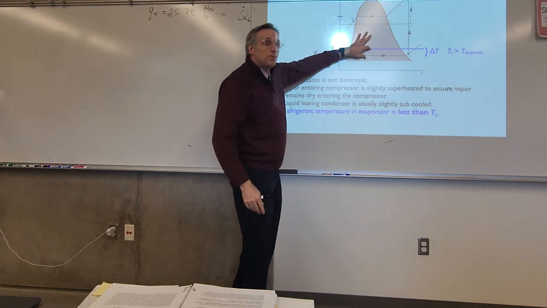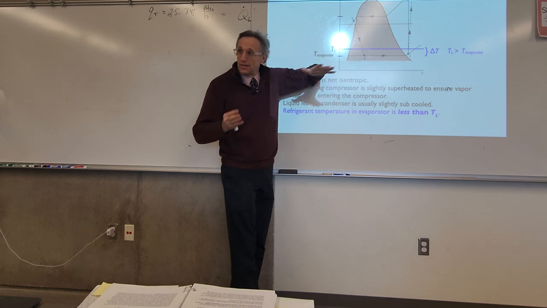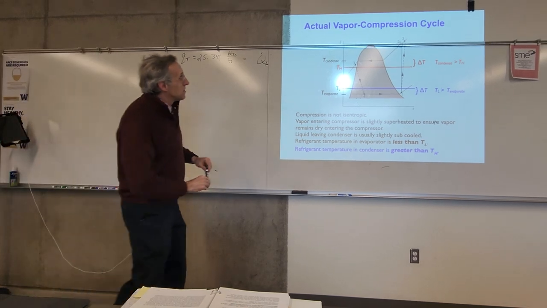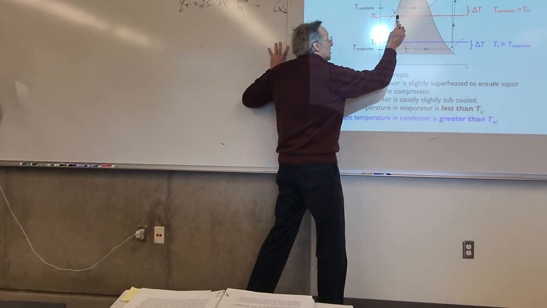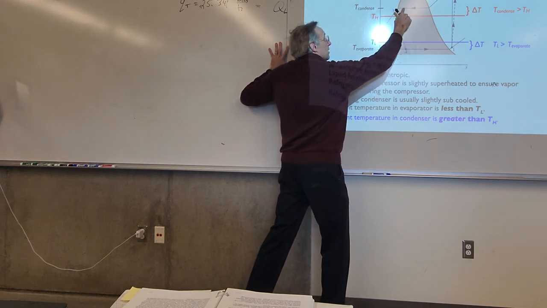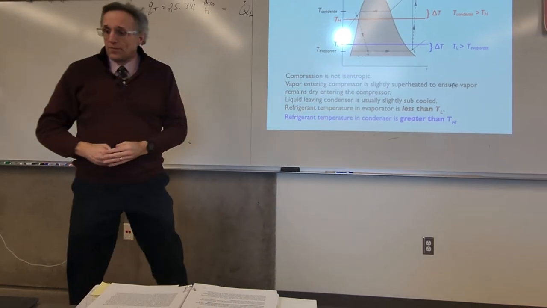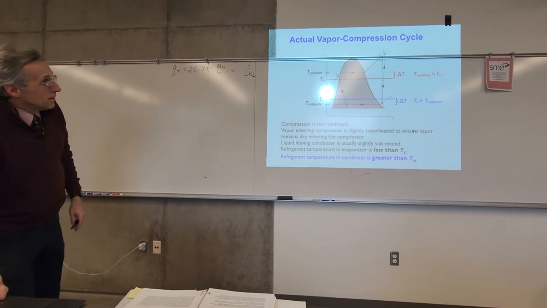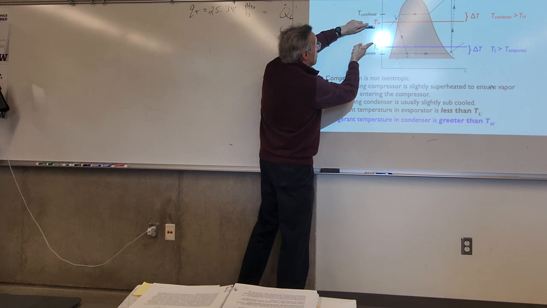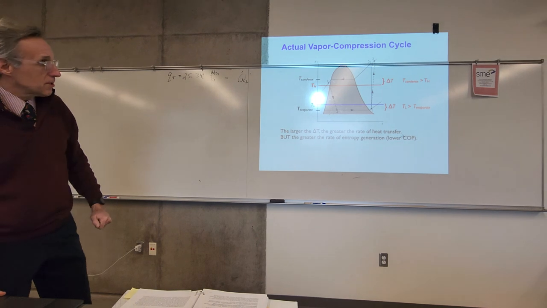Generally, you want something like 10 to 15 degrees difference between the space you're cooling and the refrigerant in the evaporator to get good heat transfer. And the same thing on the condenser side: in order to reject heat from the refrigerant, the condenser temperature has to be higher than the surrounding temperature. So you've got to have a gap there to drive the heat transfer out of the system. And that effect, leaving TH and TL closer together, reduces the efficiency, reduces the COP of the system.